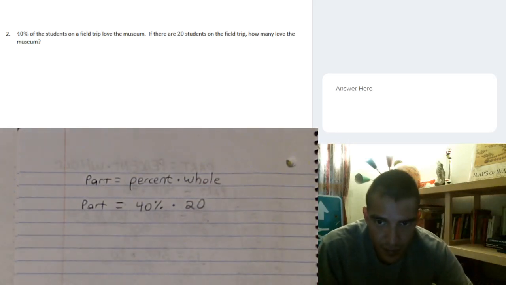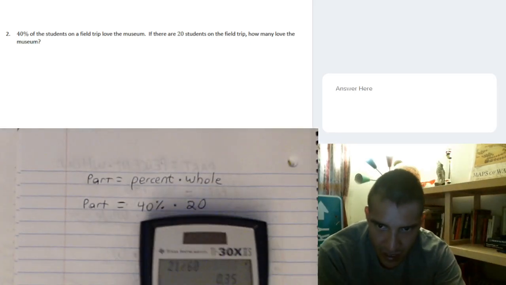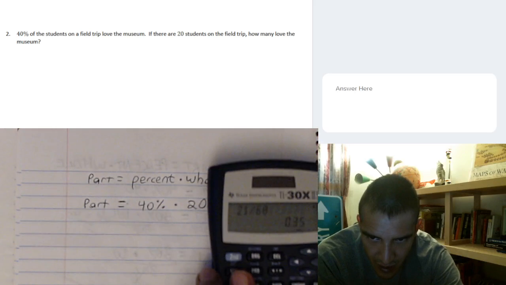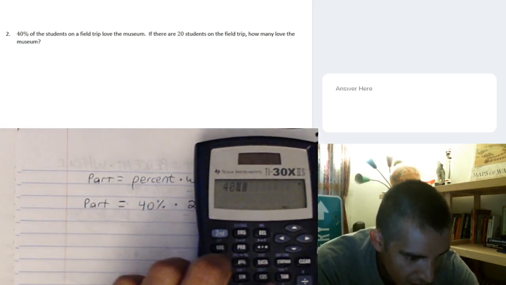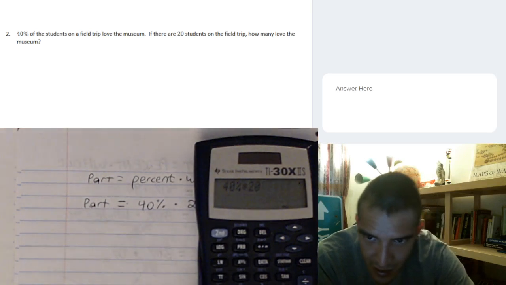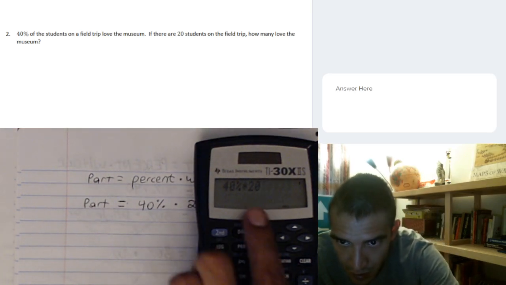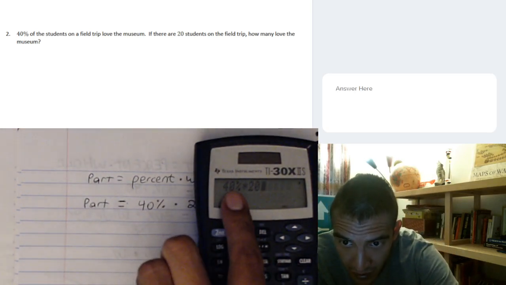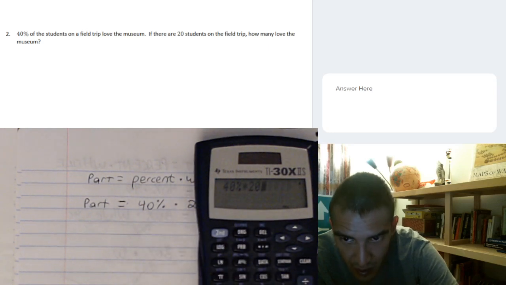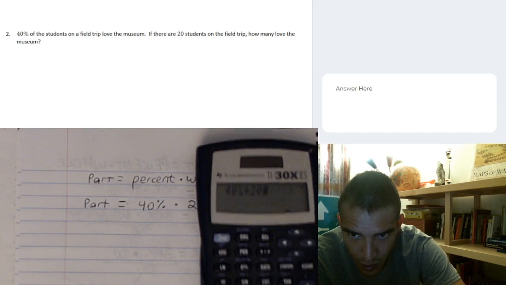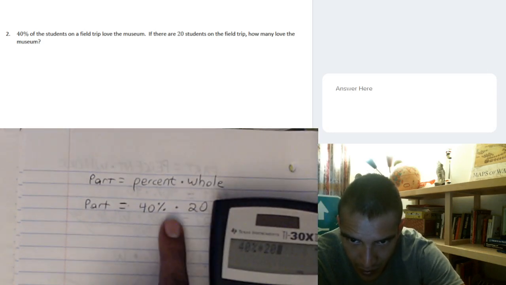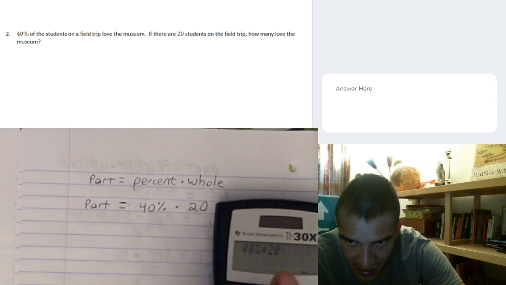Now, I'm going to do this on the calculator one more time. 40% times 20. That took like 2 seconds, didn't it? You could also have typed in 0.40 there with no percent sign, but I chose to do 40% times 20 because I think it's exactly what we wrote down and I don't want to confuse anybody. So just type in exactly what you wrote down.